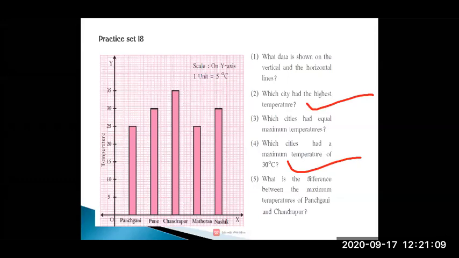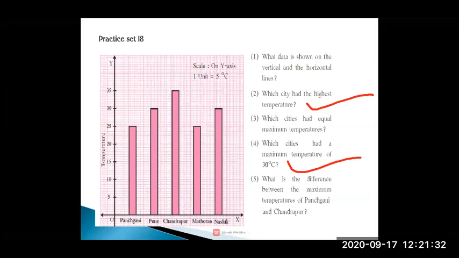So दोनों का difference means what you have to do? Subtract. You have to subtract the degrees. That is, 25 degree should be subtracted from 35 degree. And what will be the difference? Very good. Difference will be of 10 degree, because if I subtract 25 from 35, we get the answer as 10. So that will be the difference between Panchgani and Chandrapur.